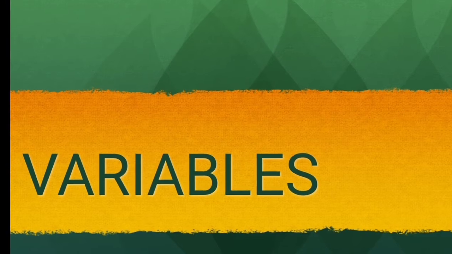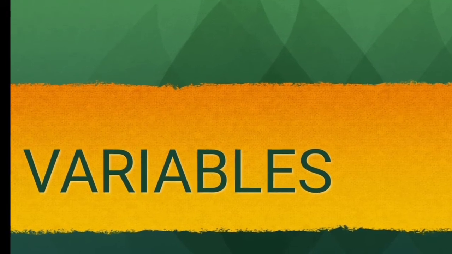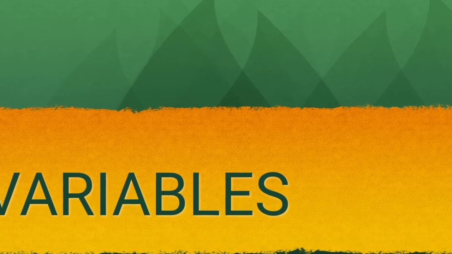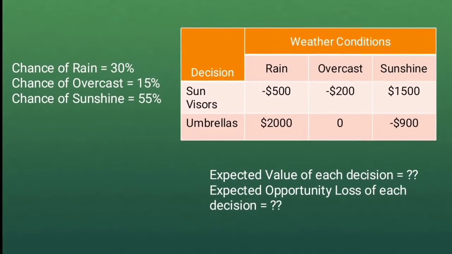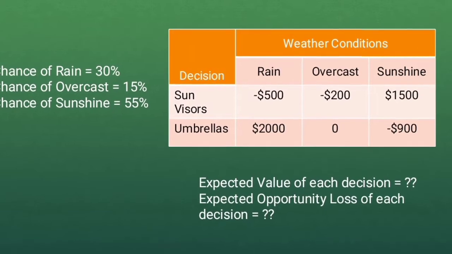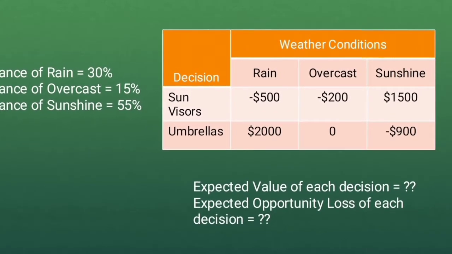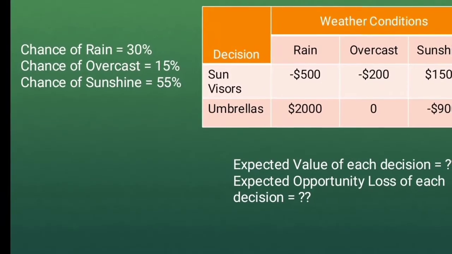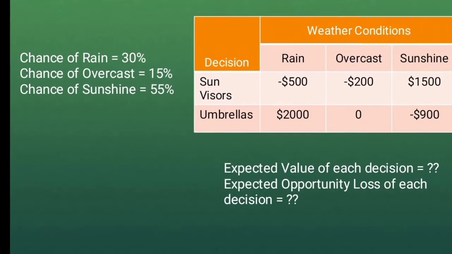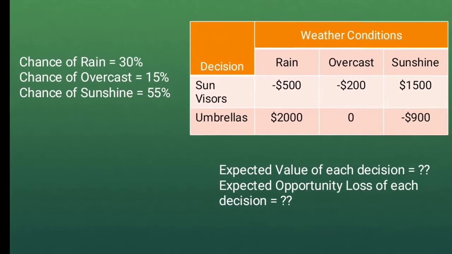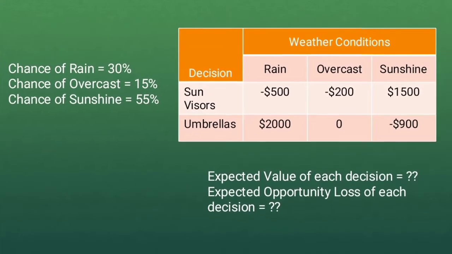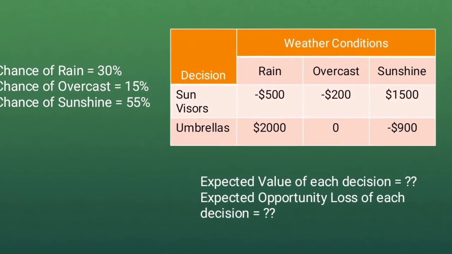With these variables, we can solve for the expected value, the expected opportunity loss, or even make the opportunity loss table, or regret table. The givens are a 30% chance of rain, 15% chance of overcast, and 55% chance of sunshine. And on this table is the estimated profit that will result from each decision given each set of weather conditions.